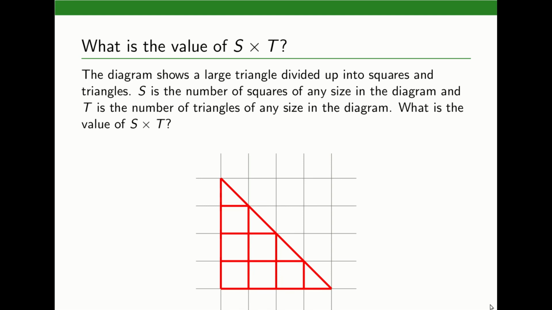Now from the problem we understand that we need to find the total number of squares and the total number of triangles that are part of this diagram. If you want to work on this problem on your own, please pause my video at this juncture. For the rest, let's see how do we find the value of s times t. Let us first familiarize ourselves with the terms that we are going to use to solve this problem.